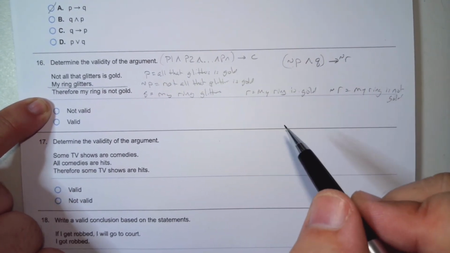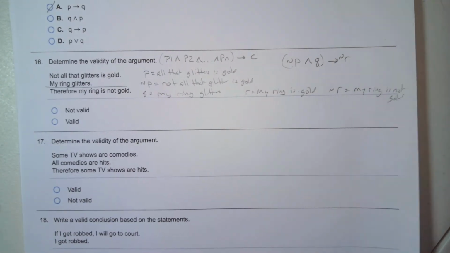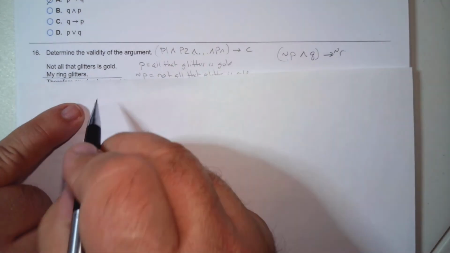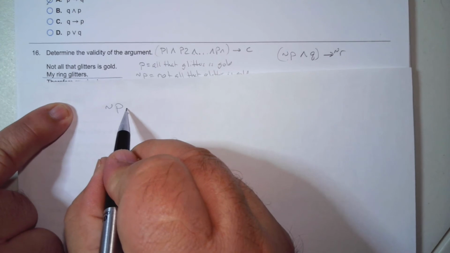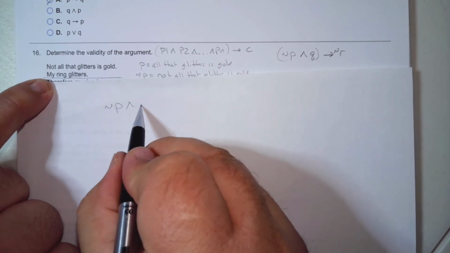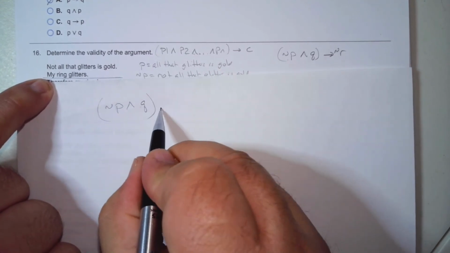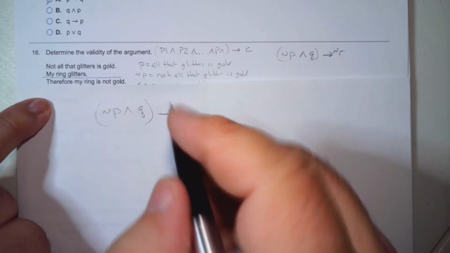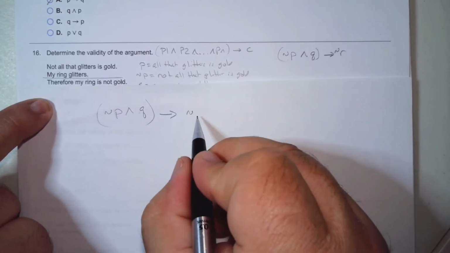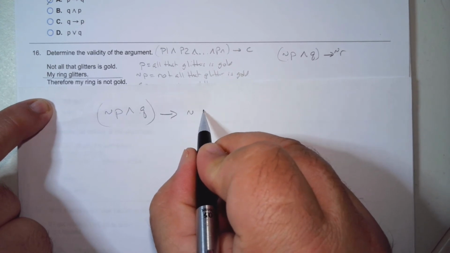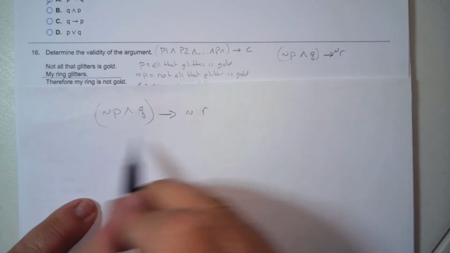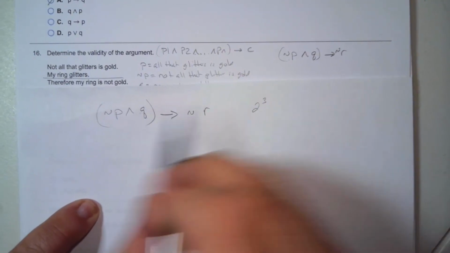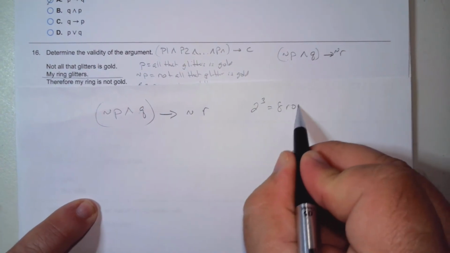So we have to test this argument. It's a negation, so it's not P. And there's a second argument, my ring glitters, that's Q. Then my ring is not gold. So let's just look at this. We have 3 letters, P, Q, R, so we have 8 rows.